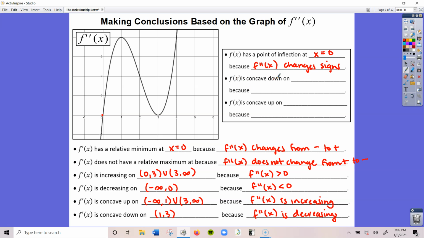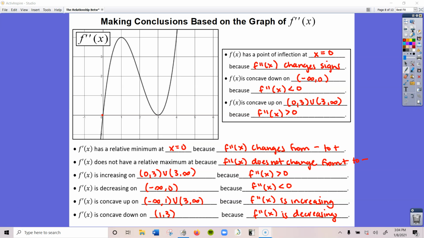f of x is concave down when the second derivative here is less than 0. So right here, that would be from negative infinity to 0, and this is because f double prime of x is less than 0. And finally, f of x is concave up when the second derivative is above the x-axis. So from 0 to 3 union 3 to infinity, and again we would say because f double prime of x is greater than 0.